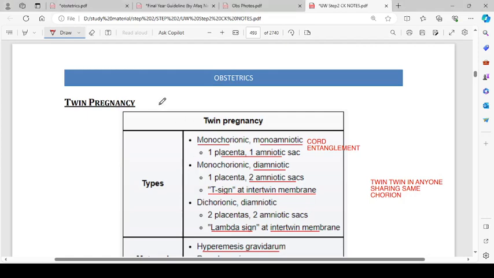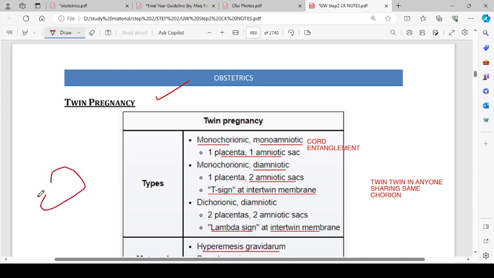So let's start with the twin pregnancy. Twin pregnancy types are monochorionic monoamniotic. It means that they have one placenta. Suppose these are the fetuses like this.